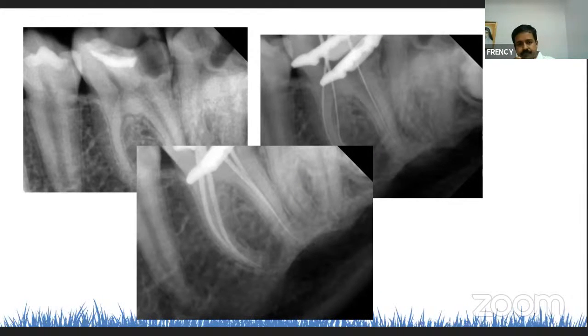Somehow with pre-curving, I could go into the apical region, but when I proceeded further, the pre-curving was not properly done, and it resulted in transportation when I went to larger instruments.